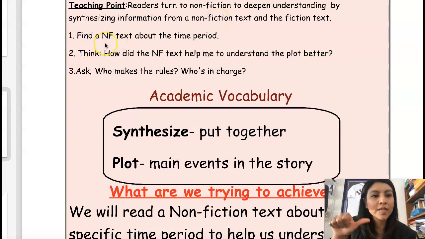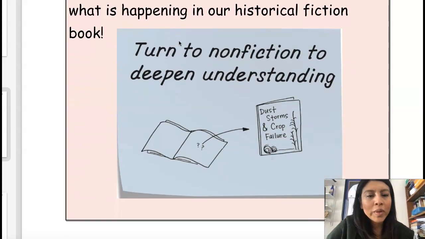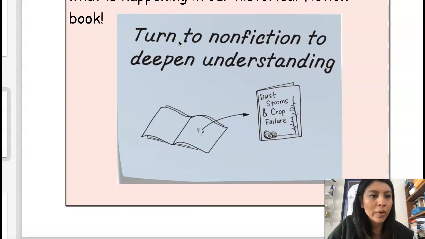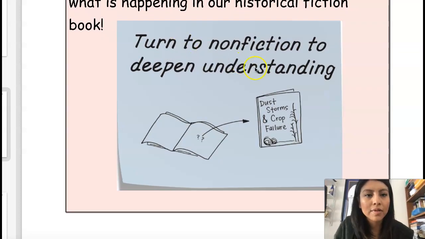So our first job was to find a nonfiction text about the time period. Our second goal was to think, how did the nonfiction text help me to understand the plot better? And our third goal was to think about who's making the rules and who's in charge based on this time period. So we added a new note to our growing chart of readers of historical fiction, and that was turn to nonfiction to deepen understanding.